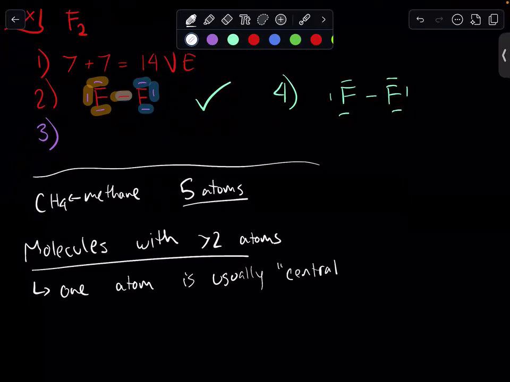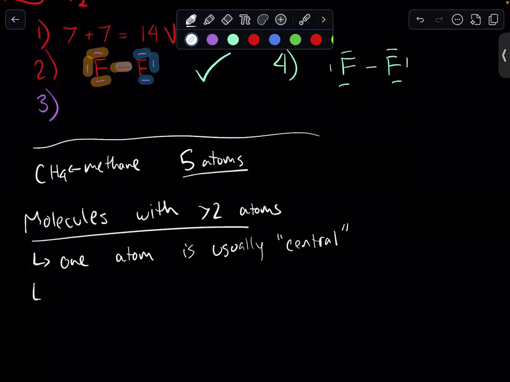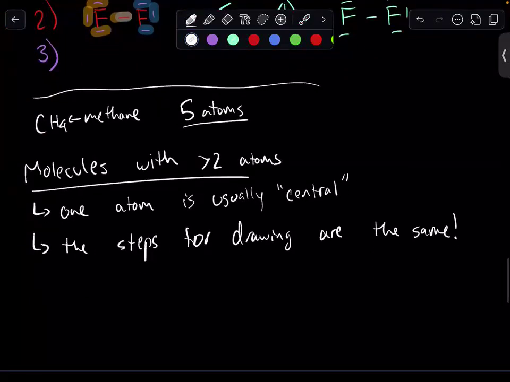So we call it a central atom. So how do we figure out how to do a central atom? Well, the first thing is that the steps for drawing are the same. Awesome. So we don't need to learn a new skill set. We just have to find the central atom.